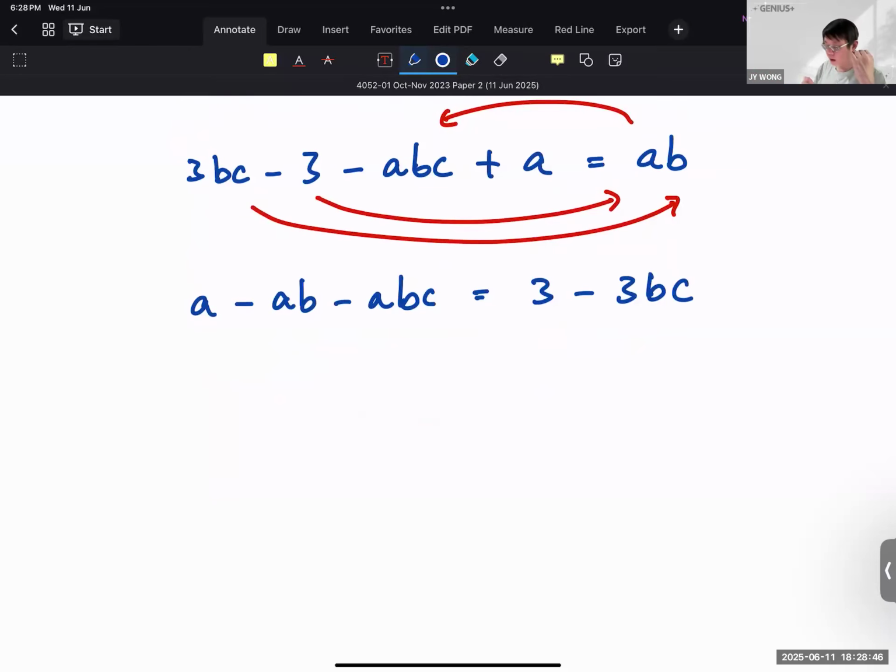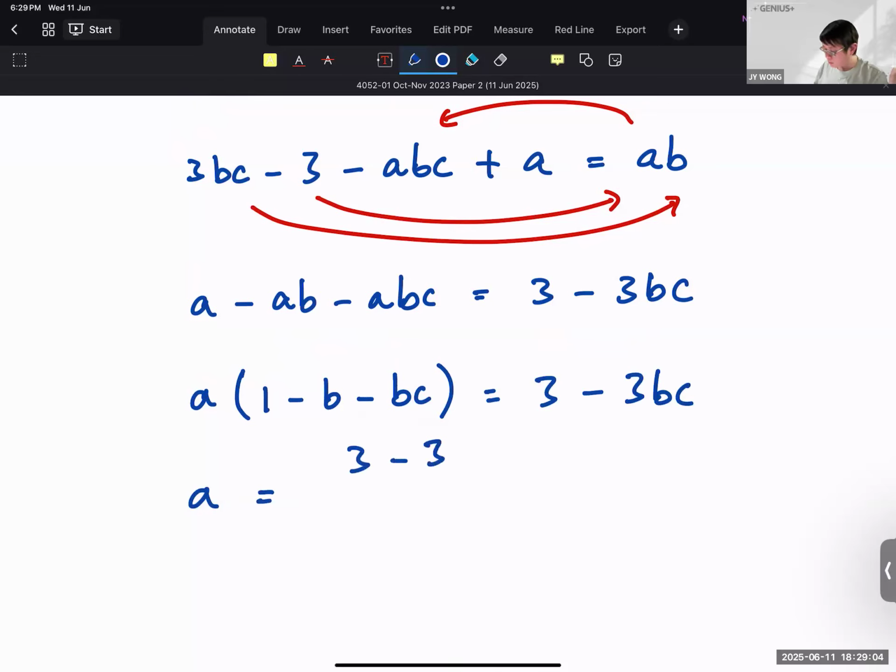From here, what do I do? To make A the subject, the reason why I bring all the terms that contain A to one side is because I want to factorize. So I will get A times 1 minus B minus BC equals to 3 minus 3BC. And therefore, A is equal to 3 minus 3BC over 1 minus B minus BC.